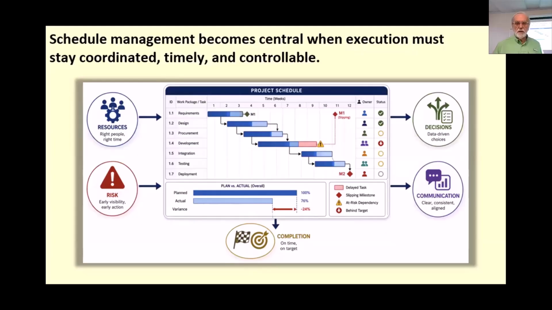And that's why schedule management becomes central during delivery. It supports coordination, visibility, communication, decision-making. In many projects, the first delivery problems become visible through slipping milestones, delayed activities, or schedule variance. And schedule management becomes central during delivery because it keeps everything timely, that we have timely distribution, timely execution. It keeps everything coordinated, it keeps everything visible, and hopefully it keeps everything controllable.